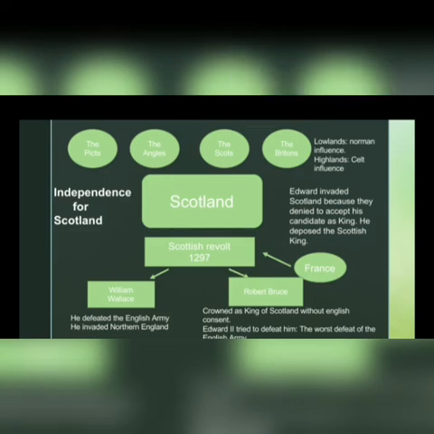William Wallace was the leader of the Scottish resistance against the English invasion. At first, Wallace defeated the English army, and thanks to that, he invaded northern England. So we can say that in the Scottish story against England, in those times, Scotland had two heroes. The first one was William Wallace, who defeated the English army. And the second one was Robert Bruce.